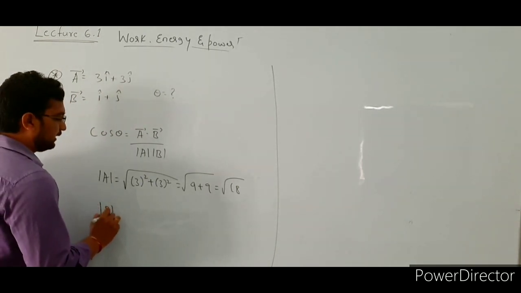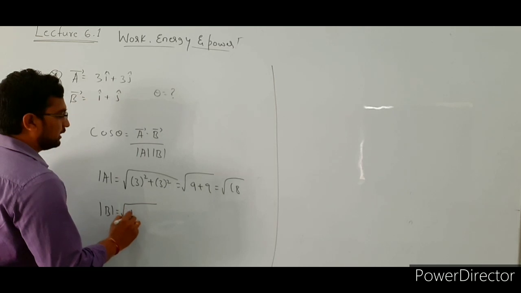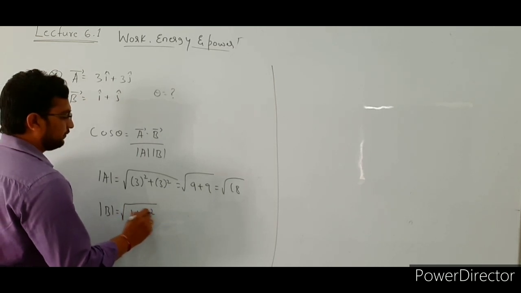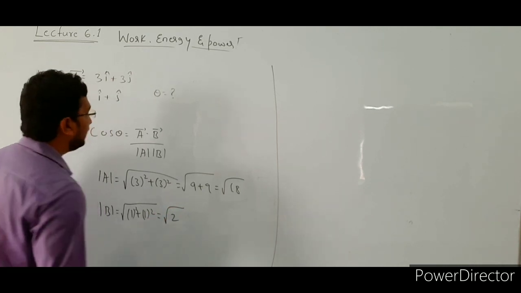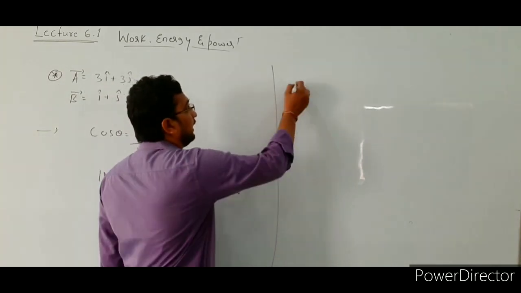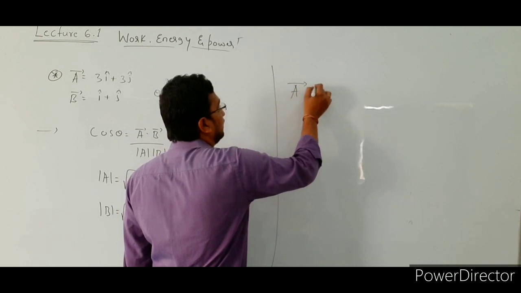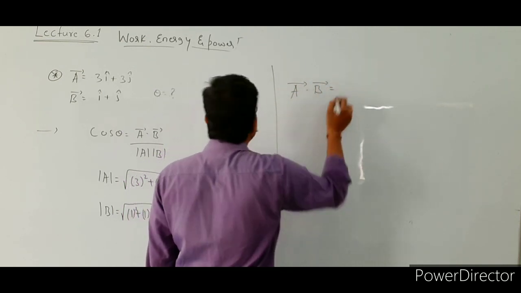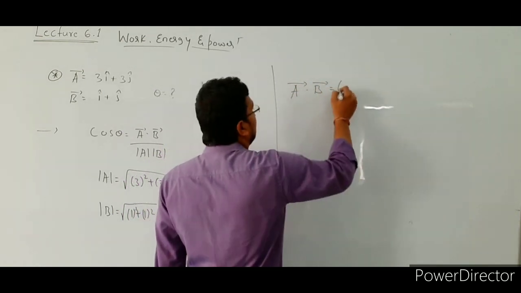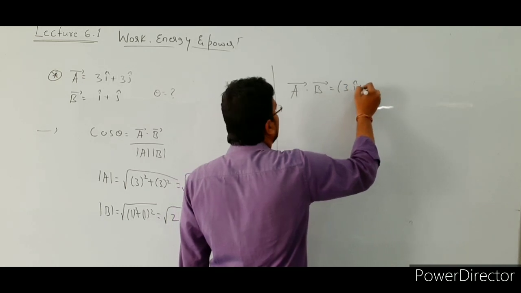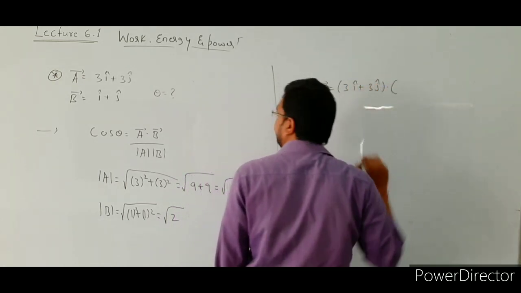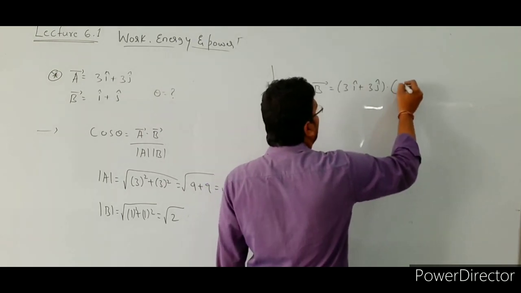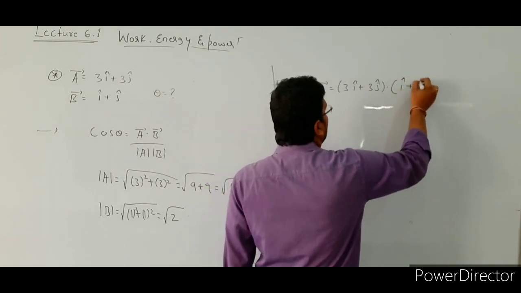So next one. The magnitude of b vector, that is equal to under root of 1 square plus 1 square. This is equal to under root of 2. Right. So then a vector dot b vector, that is equal to 3i cap plus 3j cap into i cap plus j cap.